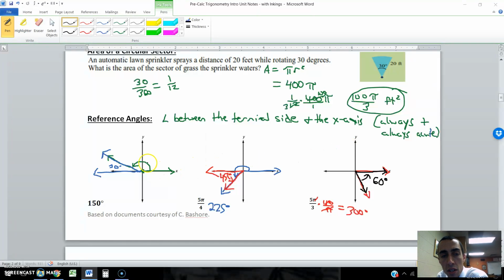For any angle on our coordinate plane, we may have to find the reference angle in future lessons. And so it's very useful for us to get practice with that. And that's our last topic for today.